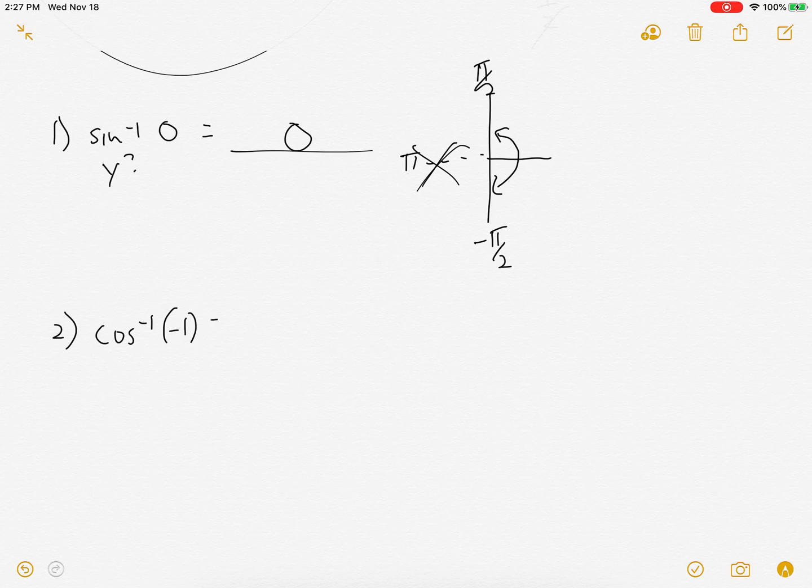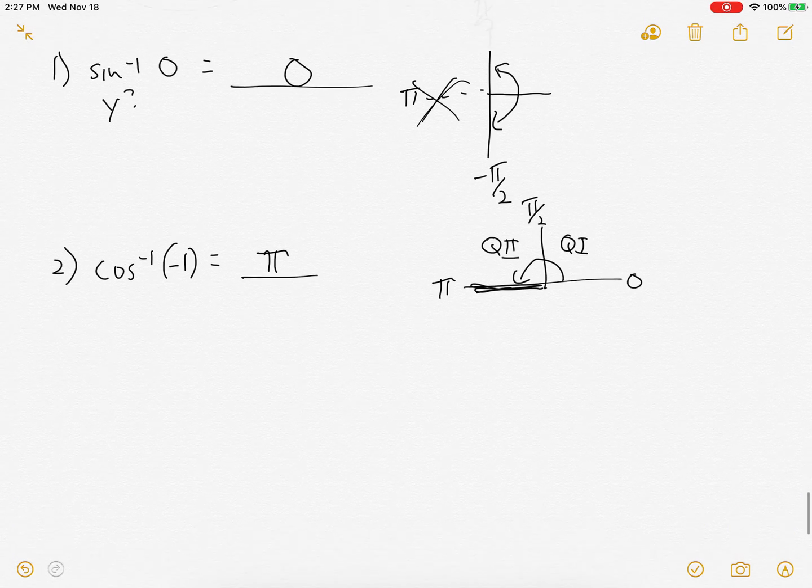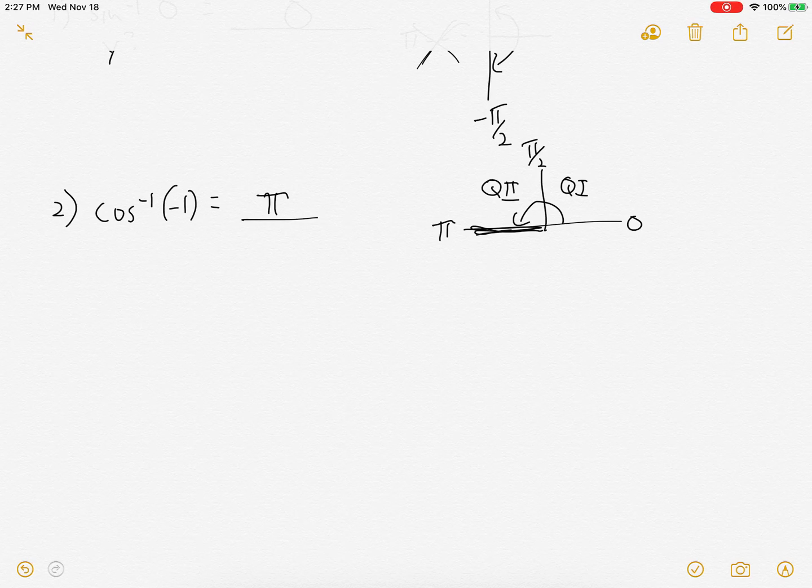Number 2, inverse cosine of negative 1. Okay, well, let's think about cosine. Inverse cosine only works in quadrant 1 and quadrant 2, from 0 to pi. Here's pi over 2 up there. So when is cosine negative 1? Right here. So that would be pi. Okay, it's not so bad.